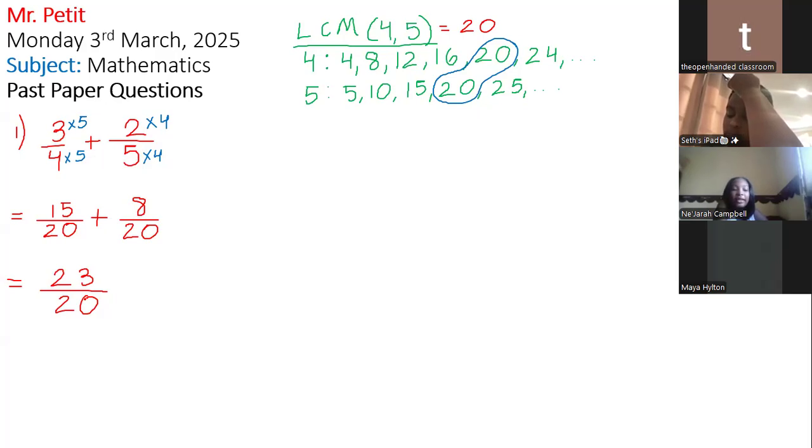20 is going to be on the outside because it's the denominator. And so we have to divide this, right? So we say 20 into 23.